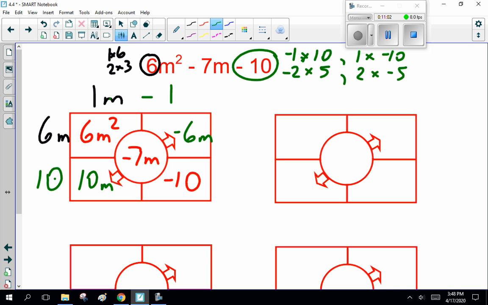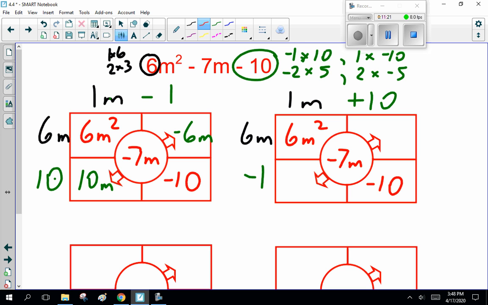All right, so 1m, 6m, plus 10, minus 1. That's 6m squared minus 7m minus 10. And this works out to be 1m times minus m, 60m. That gives us 59m. No, that doesn't work. So do I do 2 and 5 next, or do I go to m's 2 and 3, or do I try minus 2 and 5? 2 and 5.